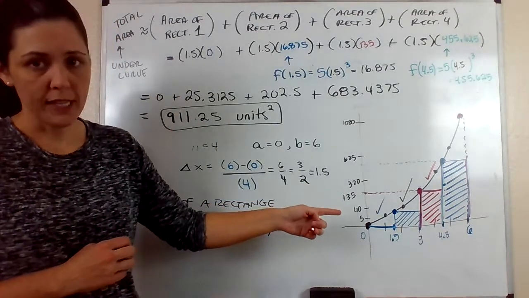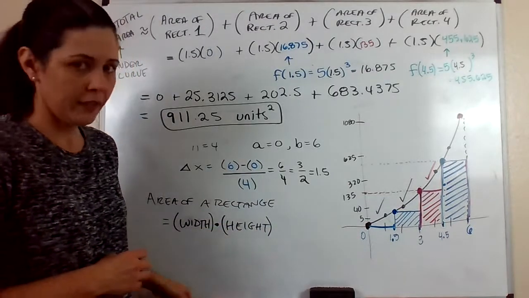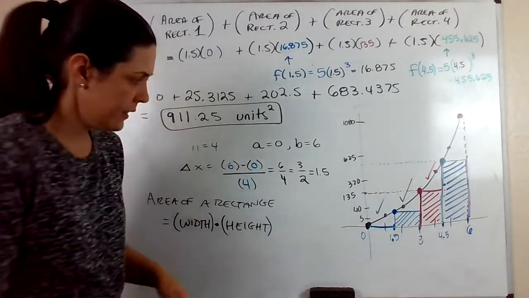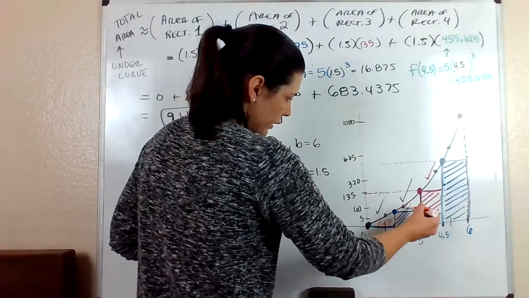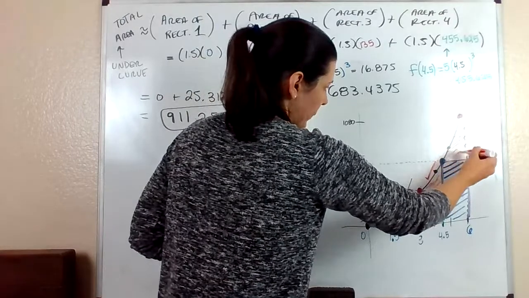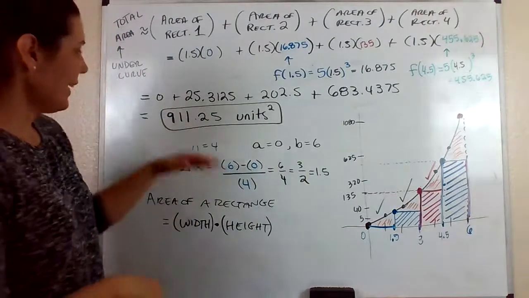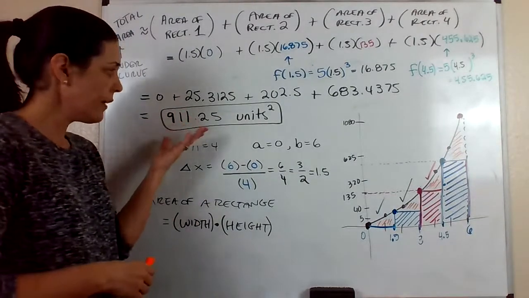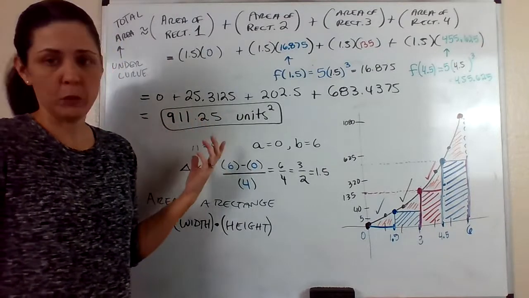Visually, hopefully you can tell, it's an underestimate, because look at all the space it didn't even consider. It left off all this. This was not included, not included, not included. So the area under that curve is around 911, but that's actually a low estimate. It would be much more.